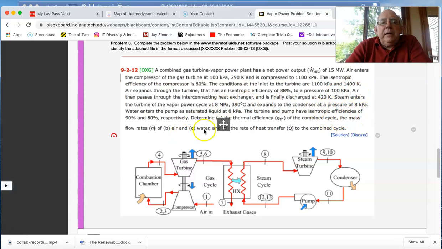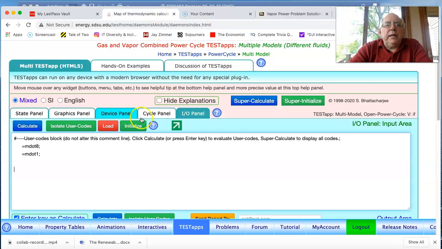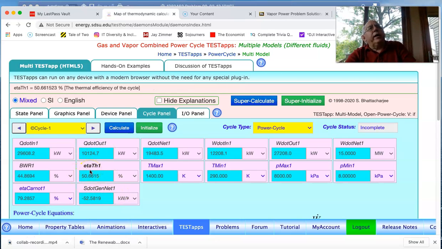And so with that, we go back and we say, have we answered all the questions? We have the thermal efficiency was a little over 50%. If I went back here and went to the cycle panel, we see it's 50.66 is the thermal efficiency. This is not affected by the mass flow rate, because it's just the ratio of two numbers that are proportional to the mass flow rate.